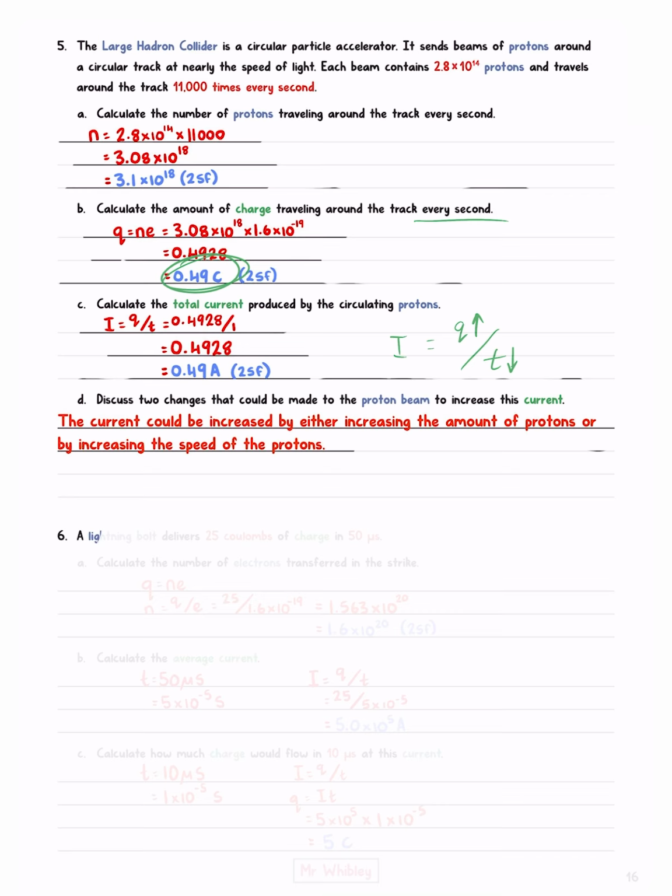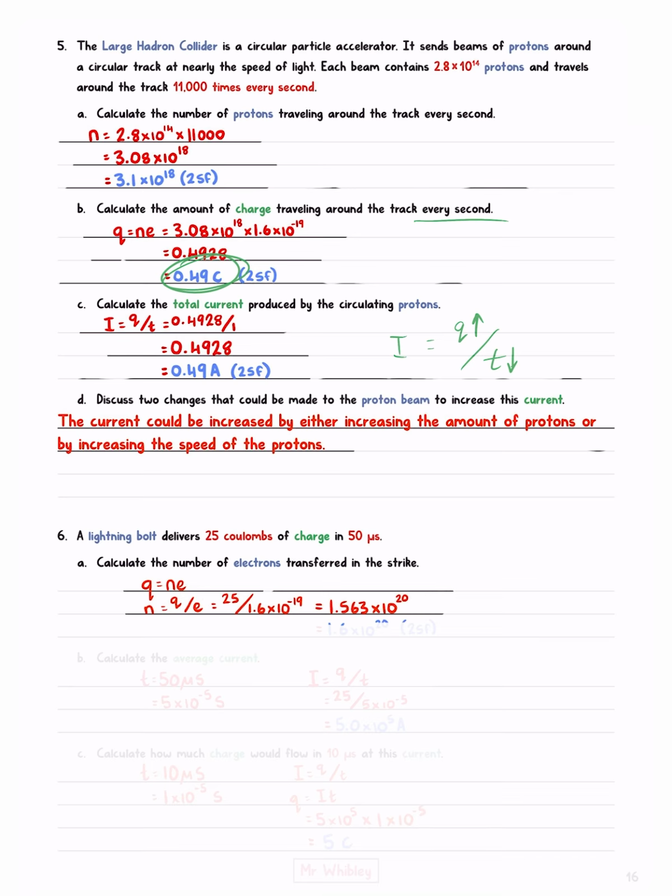Question 6. A lightning bolt delivers 25 coulombs of charge in 50 microseconds. Calculate the number of electrons transferred in the strike. Our charge is going to be our number of electrons multiplied by the charge of the electrons. Solving this for our n by dividing both sides by e, we know we have a charge of 25, and we know the charge of the electron, which gives us 1.563 times 10 to the 20, or 1.6 times 10 to the 20 to 2 significant figures.